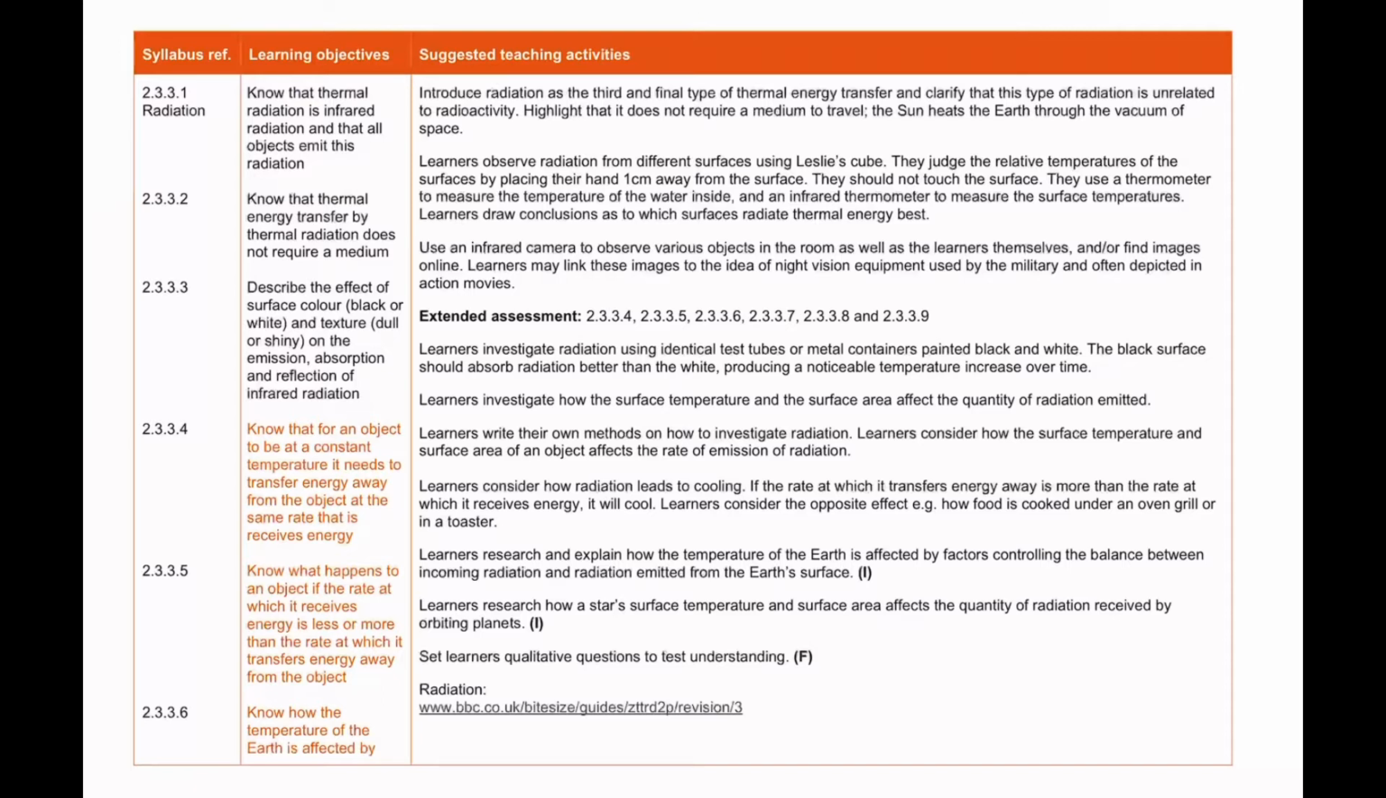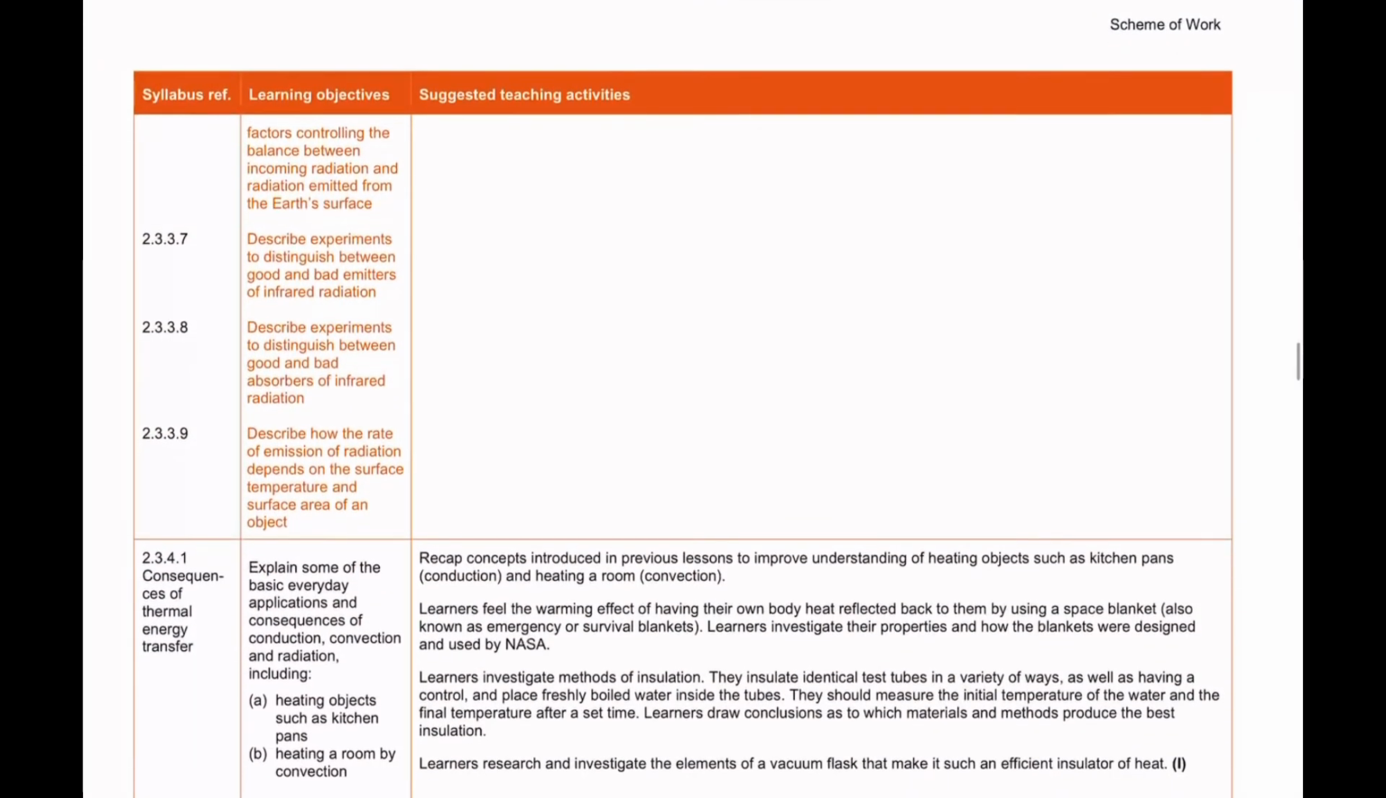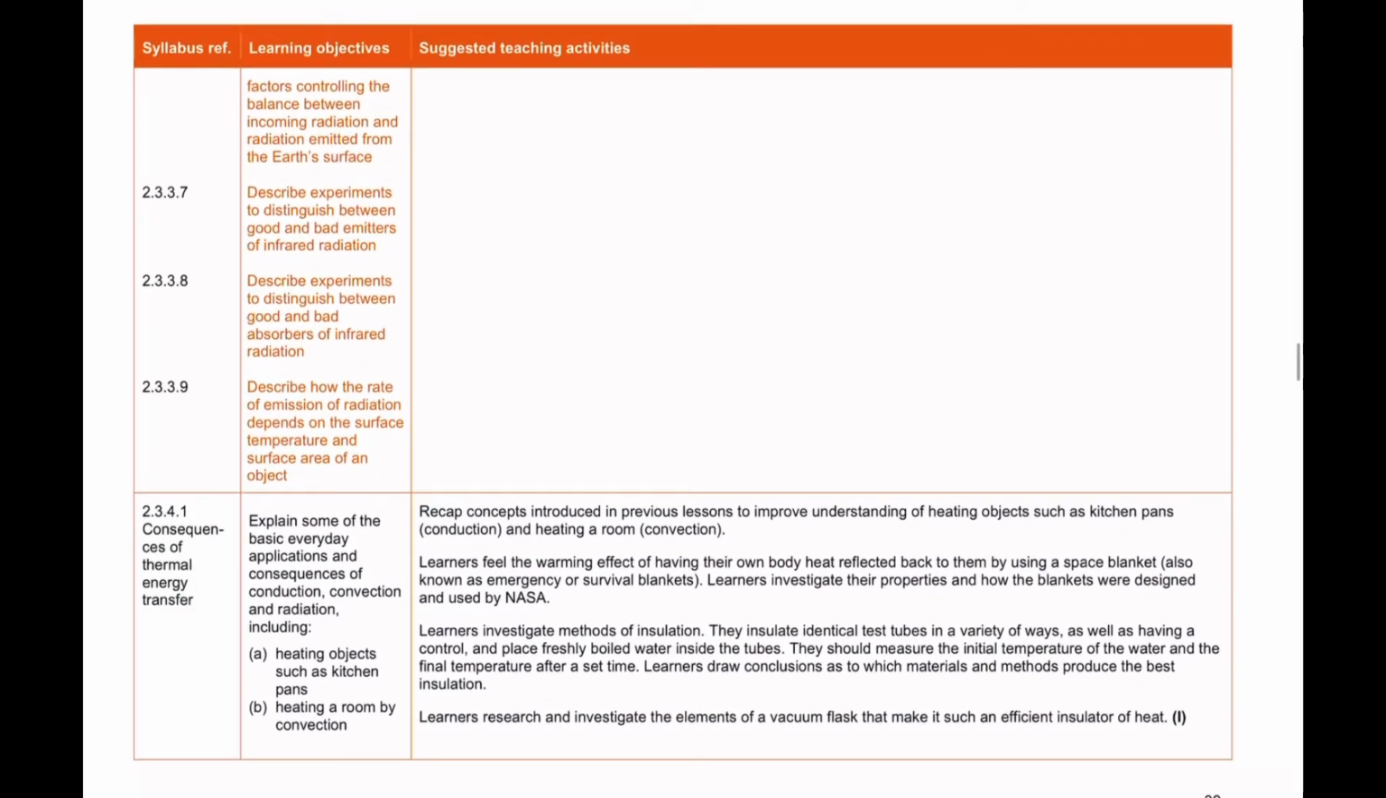Note what happens to an object if the rate at which it receives energy is less or more than the rate at which it transfers energy away from the object. Know how the temperature of the Earth is affected by factors controlling the balance between incoming radiation and radiation emitted from the Earth's surface. Describe experiments to distinguish between good and bad emitters of infrared radiation. Describe experiments to distinguish between good and bad absorbers of infrared radiation. Describe how the rate of emission of radiation depends on the surface temperature and the surface area of an object.